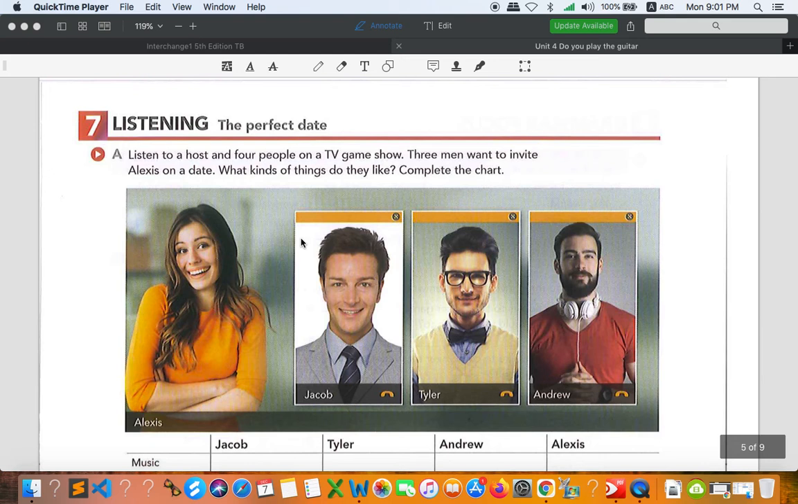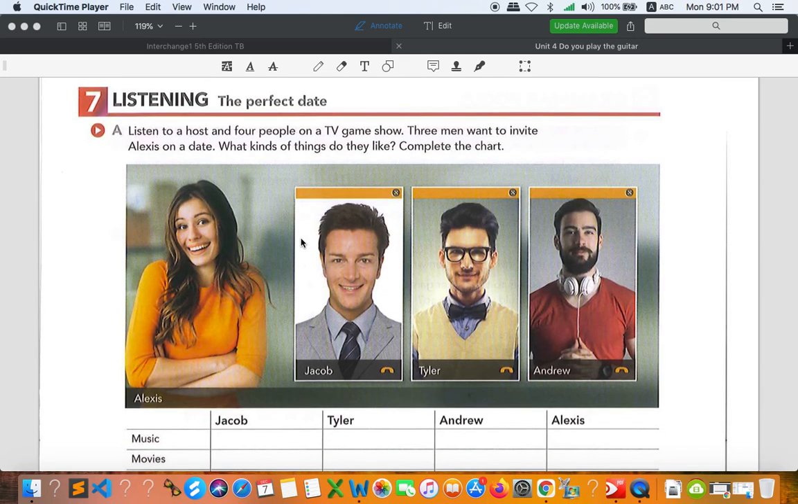Again, this is about listening, the perfect date. What you are going to do is to listen to the audio. I will not play through the listening because it will take so much time. So I prefer you to listen at home. So in this activity, you are going to listen to a host. A host is the one who organized the event, the show, okay, and 4 people on a TV game show. So that is about a TV game show. So what is it all about?